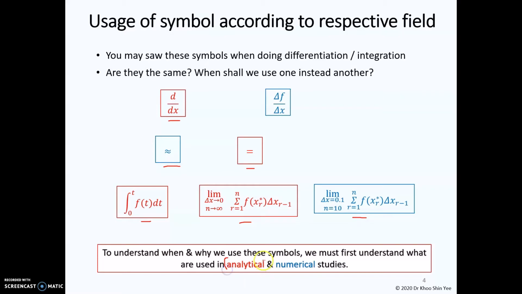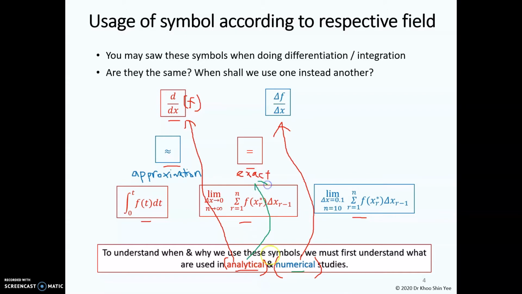For analytical differentiation, these are the common symbols that we use. For example, you differentiate some function f with respect to x, so we use the symbol d over dx. You can perform numerical differentiation by using this symbol, where you take delta f with respect to delta x. You will obtain an exact solution if you perform the analytical method, and you will obtain some approximation when you perform the numerical method.